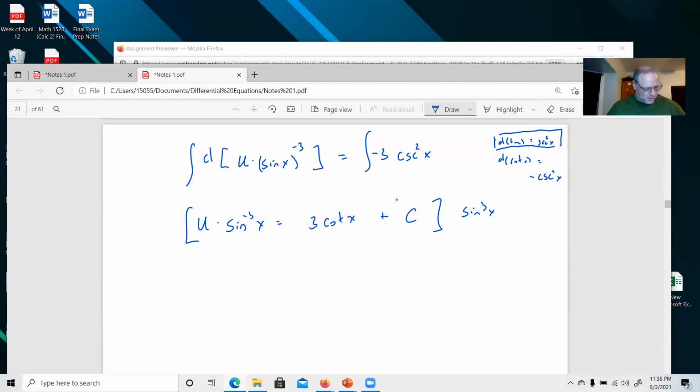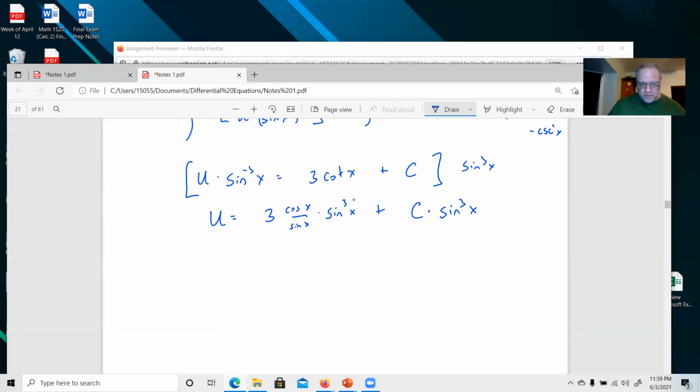There we go. So we have u is equal to 3, again, I'm going to go with cosine x over sine x for cosine times sine cubed x here, okay, plus c times sine cubed x. Okay, this is really why we harped on you guys for plus c, because now it matters.